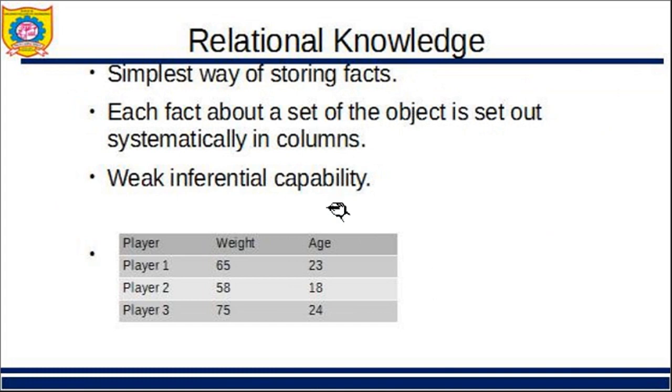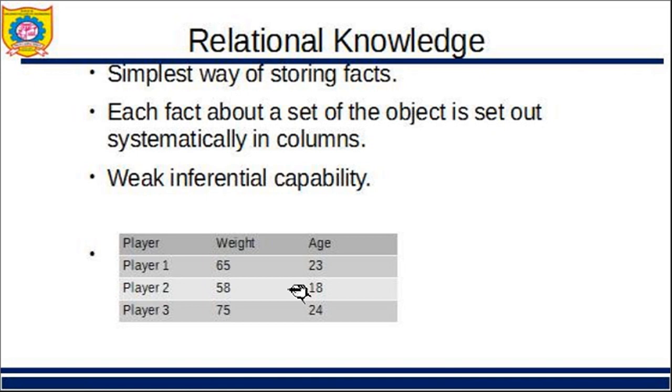But what is the problem with it? It has weak inferential capability. If I ask this database a question like who is the heaviest player, it cannot find it directly from this table. The word heavy, it cannot link with this table. We understand, the human brain immediately understands that the one whose weight is maximum will be the heaviest player, but the table won't understand because the word heavy is not there over here. So it is not able to answer simple questions like who is the heaviest player.